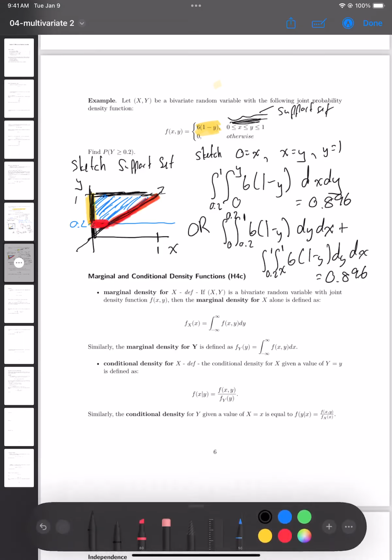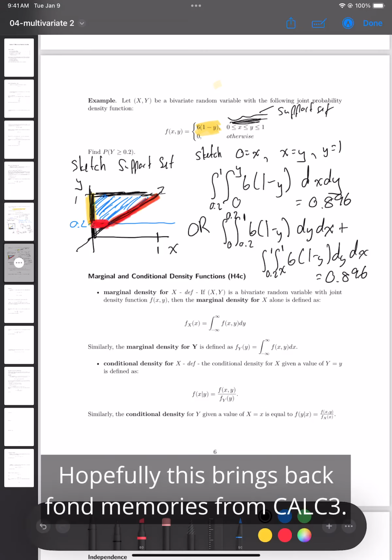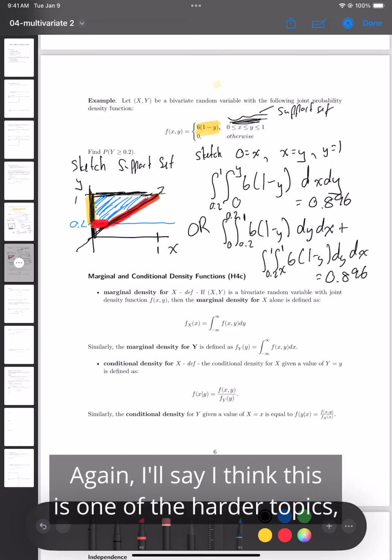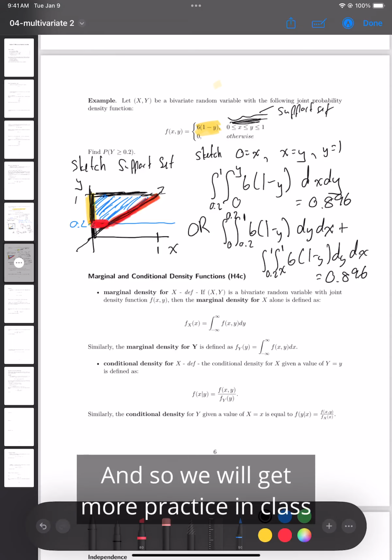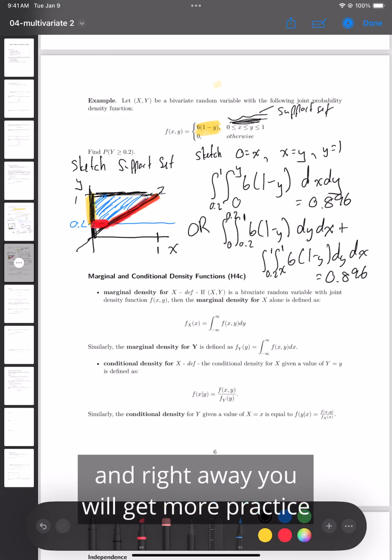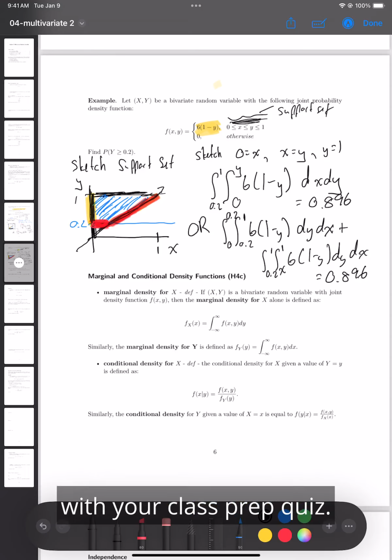Okay, all fun stuff. Hopefully this brings back fond memories from Calc 3. Again, I'll say I think this is one of the harder topics, especially in the back half of this course, and so we will get more practice in class, and right away you will get more practice with your class prep quiz.